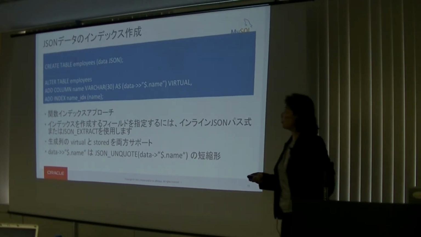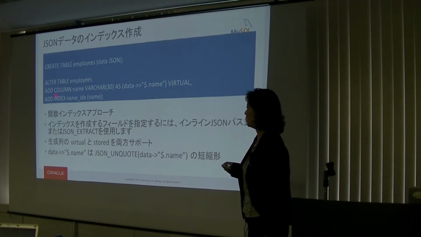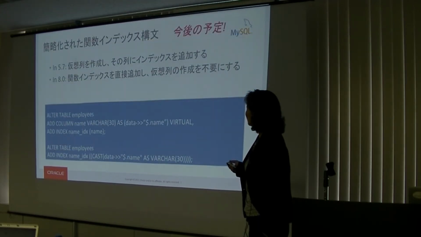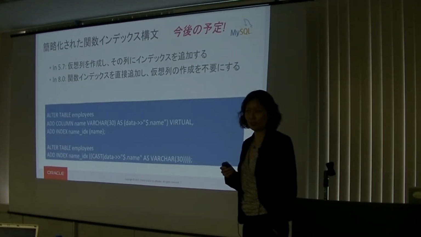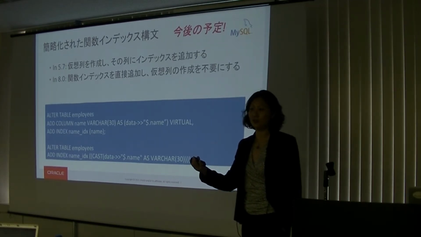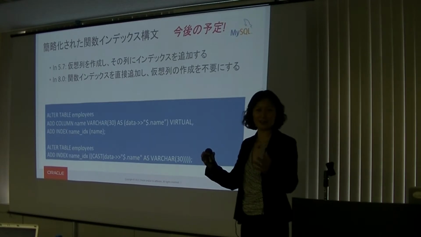So the indexing options you have is in 5.7, you can index by using a column name, add a virtual column, and add index on that. Now I'm talking about something that's not in 8.0 GA, but you will have it later on. Since you are here in Japan, I want to give you some hint. What's coming?